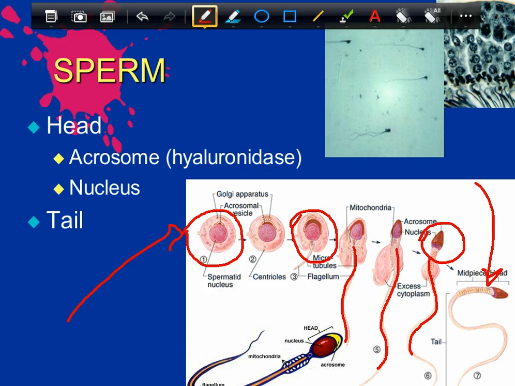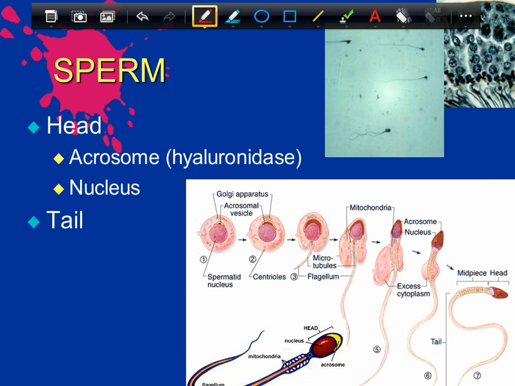Notice on this picture below, there is a yellow thing here called an acrosome, and it contains digestive enzymes. You might wonder why. That's because it's got to get through the wall of the egg, which is not easy to get through, so it actually digests through the wall. These guys have got a lot of mitochondria. You can see them right here, for movement.